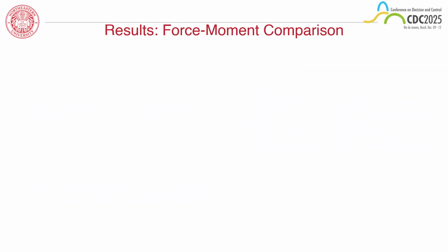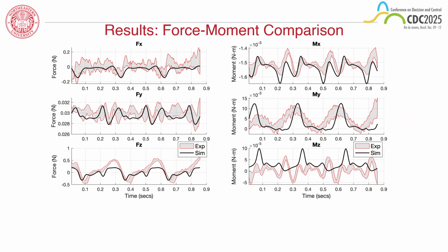Now for our results, this figure shows the force and moment trajectories over approximately 0.85 seconds, which corresponds to 3 complete flapping cycles. The red traces represent experimental data from all 7 datasets, showing the range of measurements. The black traces are our simulation predictions.